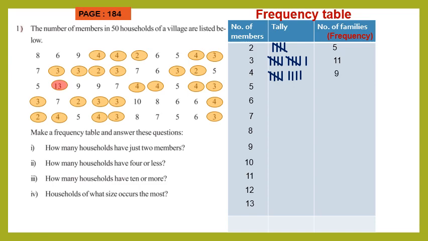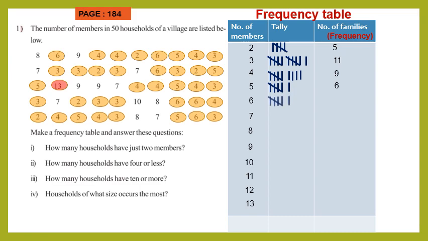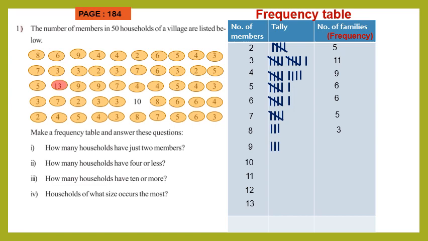Next, the number of households that have 5 members is equal to 6. Then write 6 here. Number of households that have 6 members. Again we get 6. Then write 6 here. Number of households that have 7 members is equal to 5. Then write 5 here. Number of households that have 8 members, that is 3. Write 3 here. Number of households that have 9 members, which is again 3. Write 3 here.